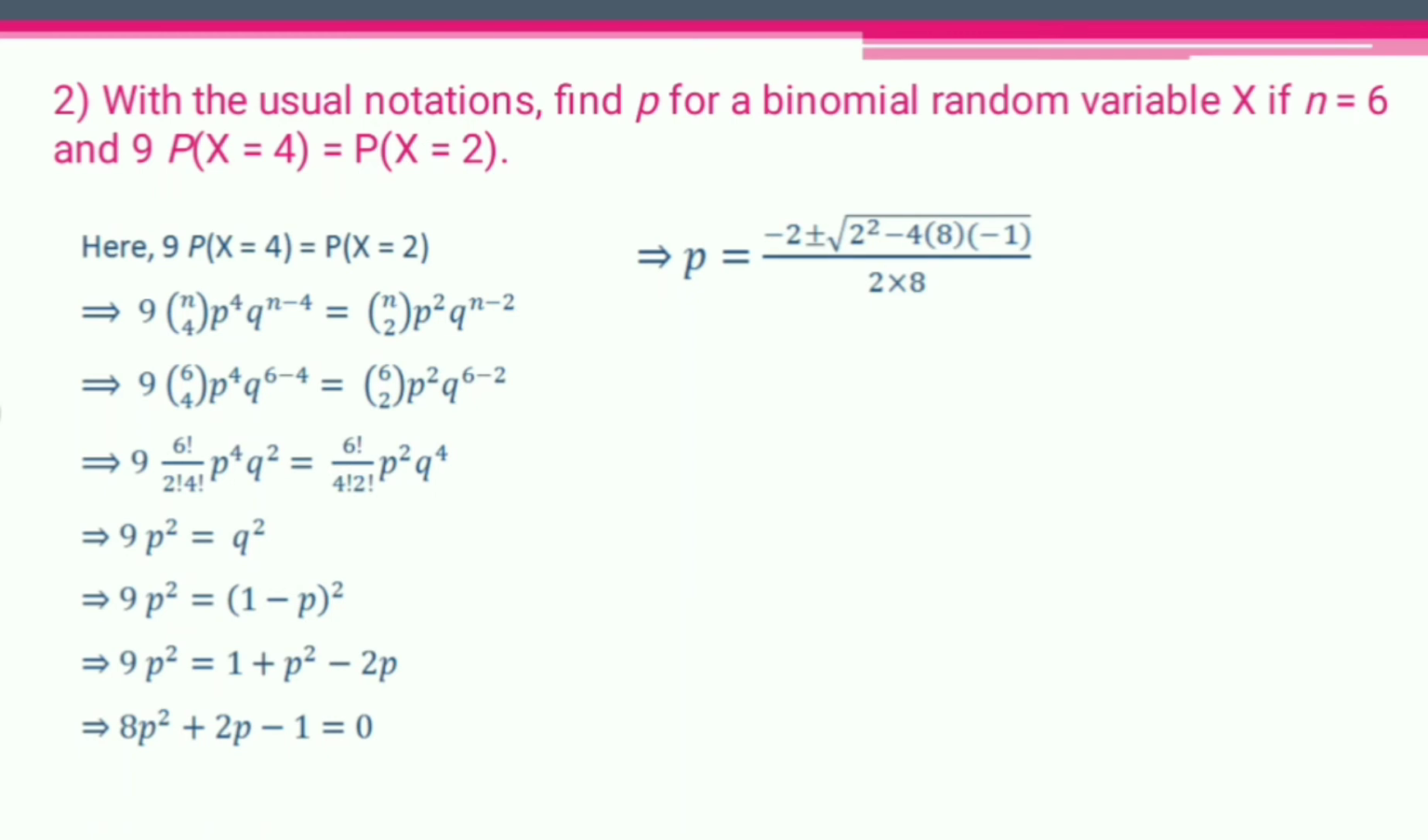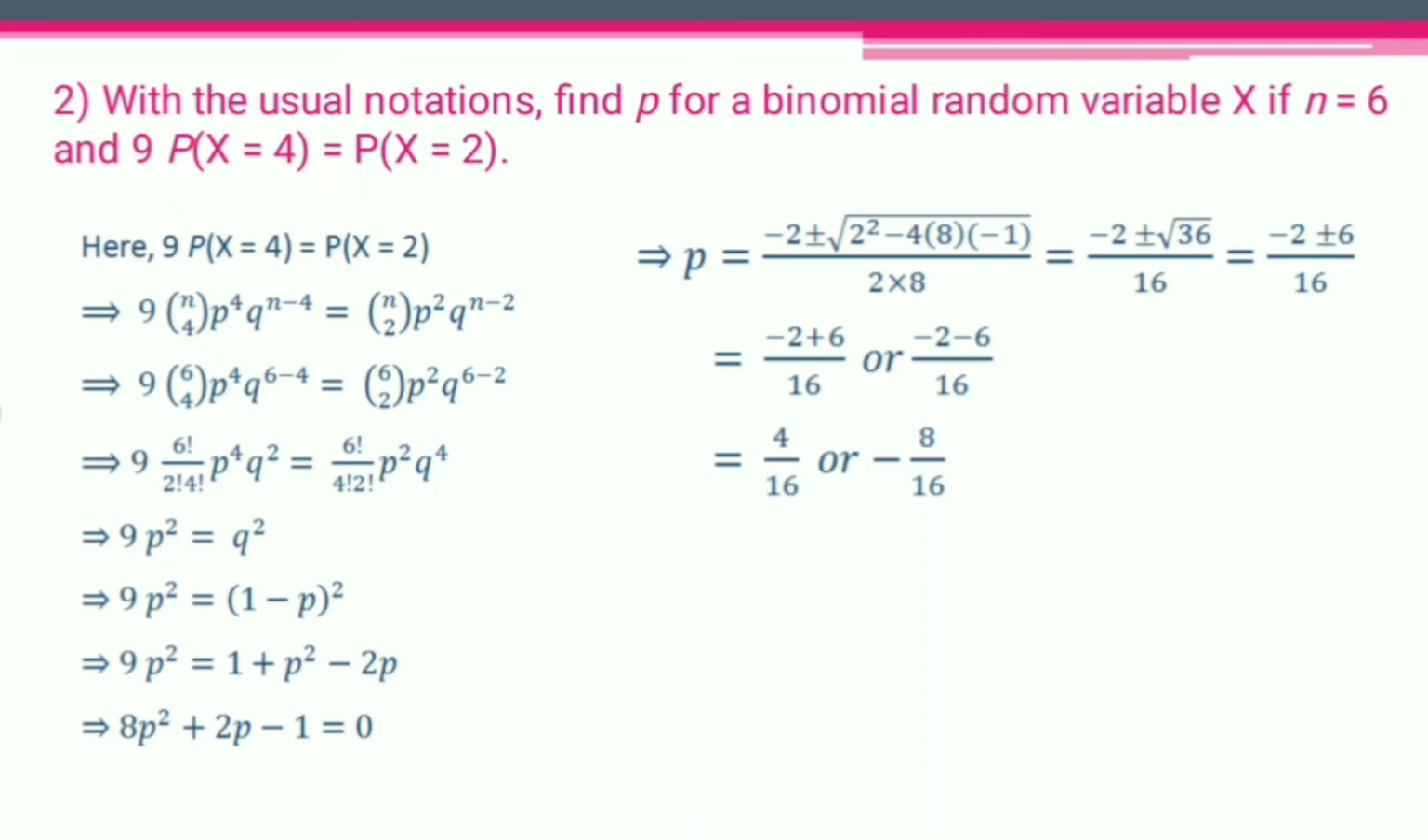This will become 4 plus 32. So minus 2 plus minus under root 36 upon 16. Now under root 36 is 6. So minus 2 plus minus 6 upon 16. Now we'll solve this: minus 2 plus 6 upon 16, or minus 2 minus 6 upon 16. This will become 4 upon 16 or minus 8 upon 16, which is equal to 1 upon 4 or minus 1 by 2. Now the value of p cannot be negative, so minus 1 by 2 is rejected. So we'll get p equal to 1 by 4.